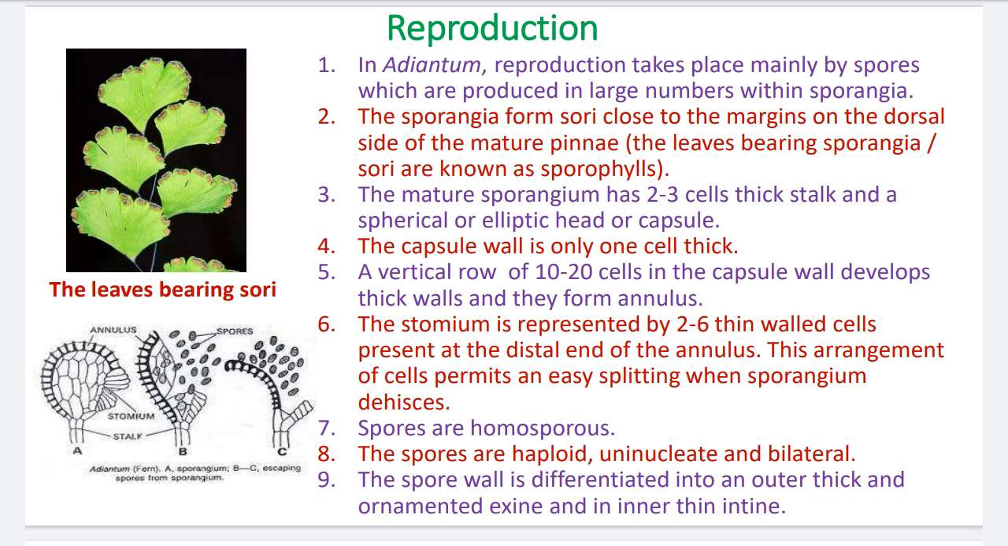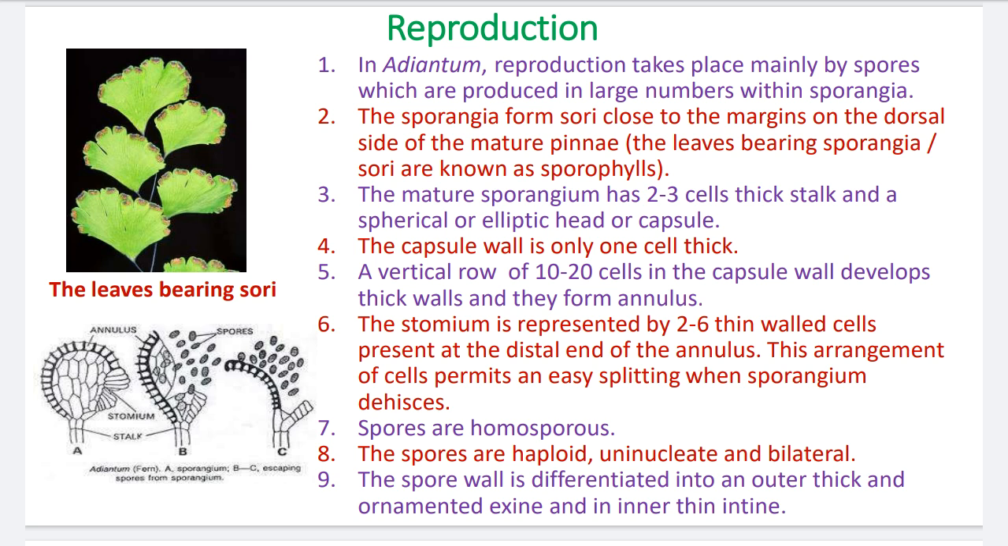Number 3. The mature sporangium is 2 to 3 cells thick, with a spherical or elliptical head or capsule. You see in the second black and white photograph, this structure is nothing but the matured sporangium. Number 4. The capsule wall is only one cell thick. You see in diagram A, the capsule wall is single celled in thickness.